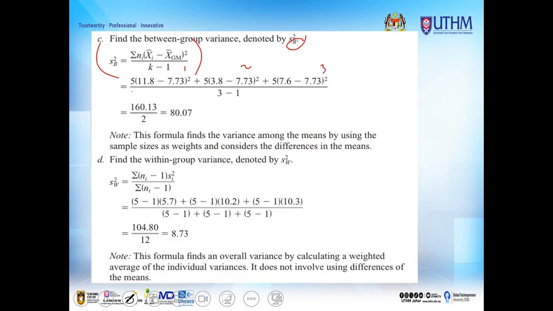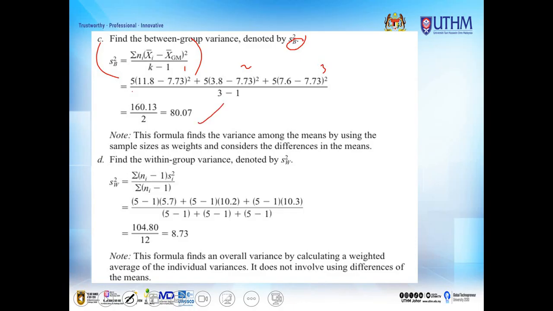We didn't use the variance because we want to calculate the variance between the groups. So 5 times (11.8 minus 7.73) squared, plus 5 times (3.8 minus 7.73) squared, the 3.8 is given in the table just now, plus 5 times (7.6 minus 7.73) squared, divided by 3 minus 1. K minus 1 means 3 minus 1, which is 2. So you will get 80.07.